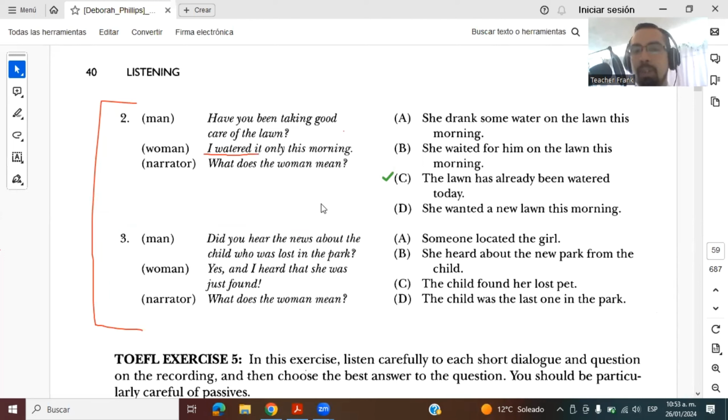Okay, and let's check number 3. Number 3 says, did you hear the news about the child who was lost in the park? Yes, and I heard that she was just found. She was just found, but we don't know by whom, right? So in this case, the correct answer is A, someone, which helps us with our indefinite pronouns like somebody, anybody, no one, right? Somebody located the girl, right? And this is an active voice.